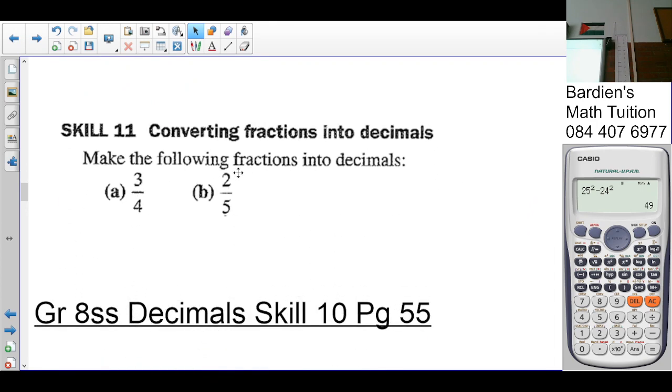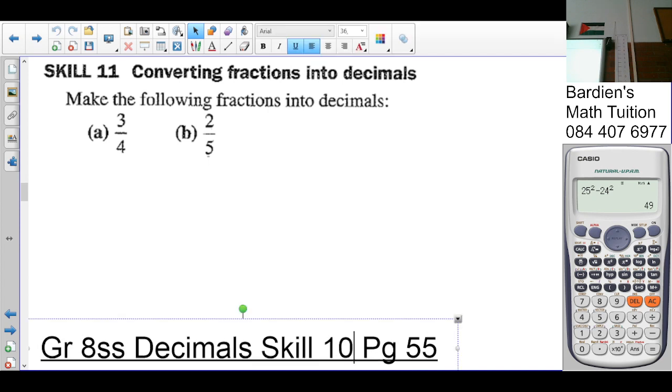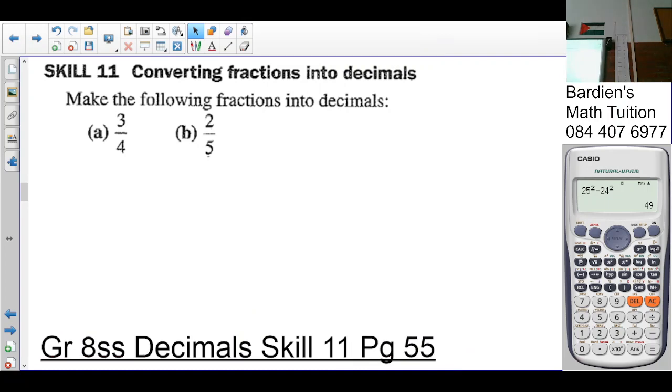Look at skill 11. Convert fractions into decimals. So the aim here is to get your denominator in multiples of 10. The multiples of 10.